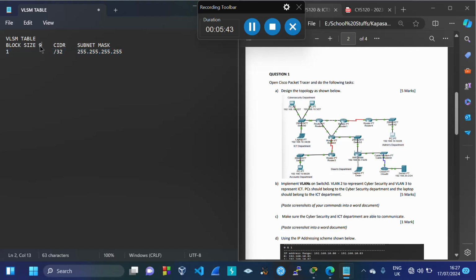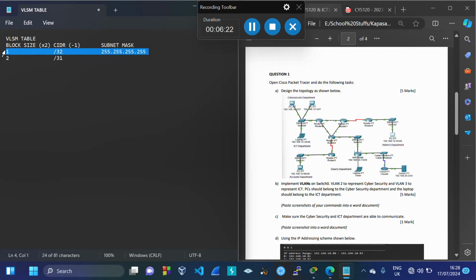So a block size would be multiplying by 2. So we are saying times 2. Then for CIDR, I'll be saying minus 1. Then for the subnet mask, I'll explain later. So block size, if we say 2 times 1, we get 2. Then 32 minus 1, we have 31. Then for the subnet mask, we'll be following what's on top. So if we want to go at this line, I'll follow this line.